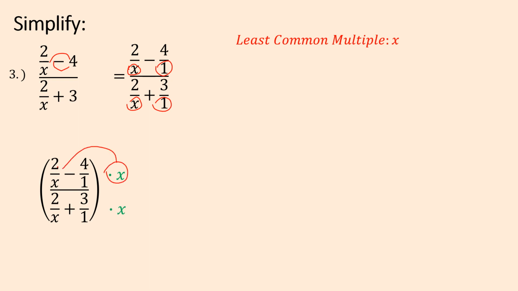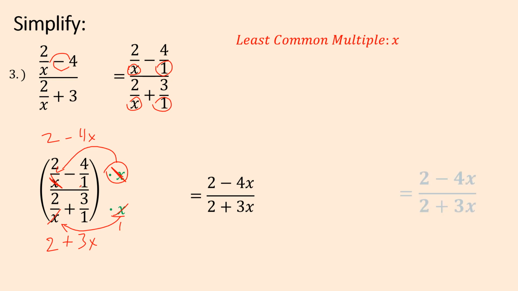When we do that, if it has a denominator, it's going to cancel it out like it does here. So just the 2 is left. And if it doesn't have a denominator where it's just 1, that x ends up on the top. So 2 minus 4x on the top. When we multiply into this one, x's will cancel. 2 plus 3x on the bottom. There's nothing we can simplify here, so we're all finished.